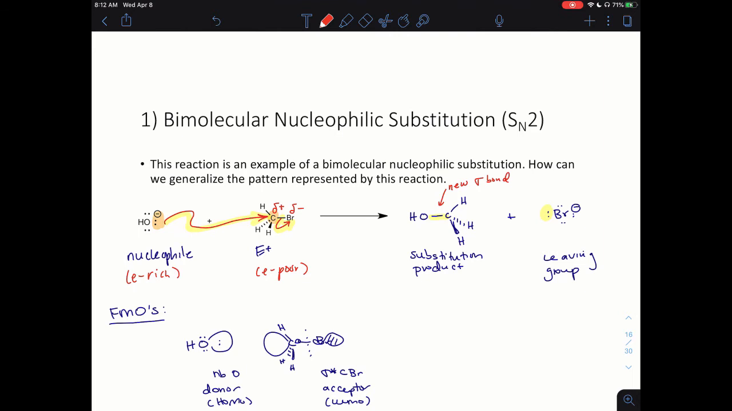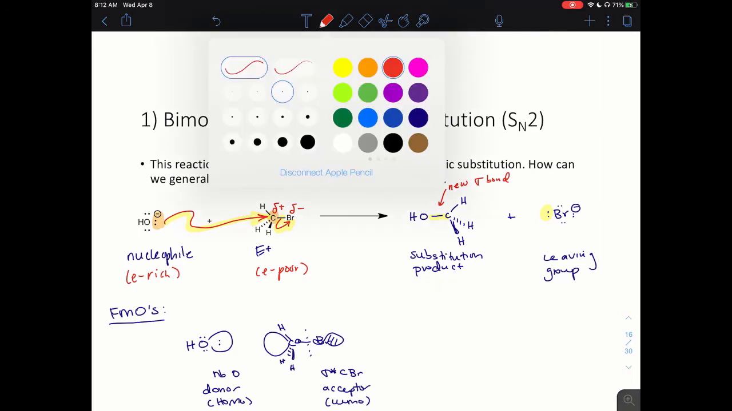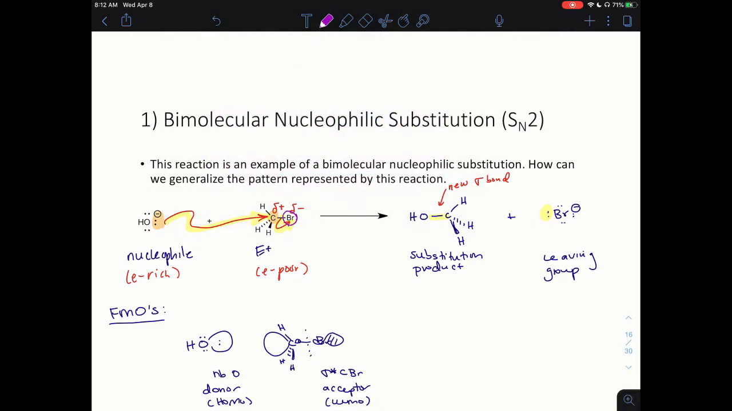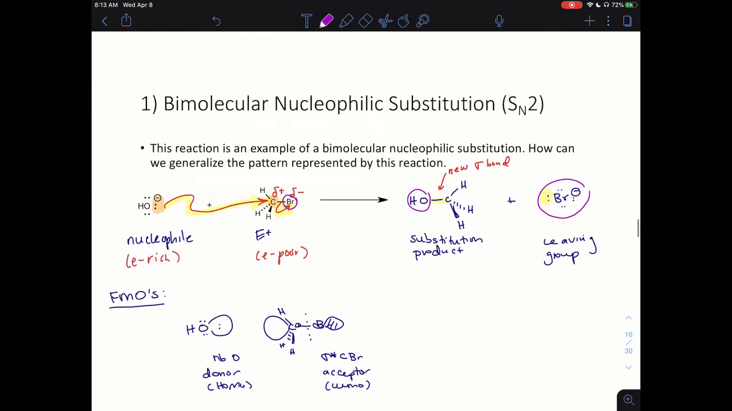Well, this is called the substitution product, and that's because you have replaced bromine with hydroxide, with the nucleophile, and then bromide, it left methyl bromide, so it's called the leaving group. All right, so we have a nucleophile and electrophile. We have a new sigma bond being formed and a group leaving. So we start out with 2 things, we get two new things.